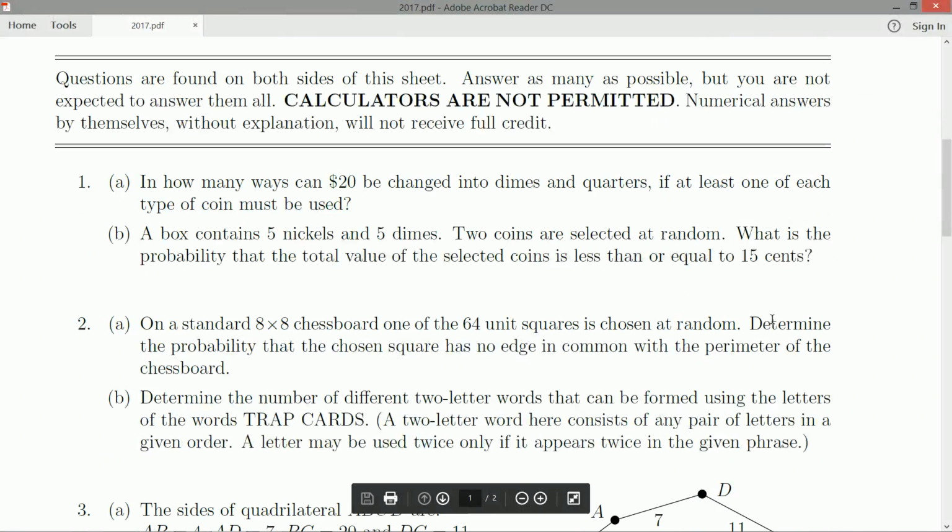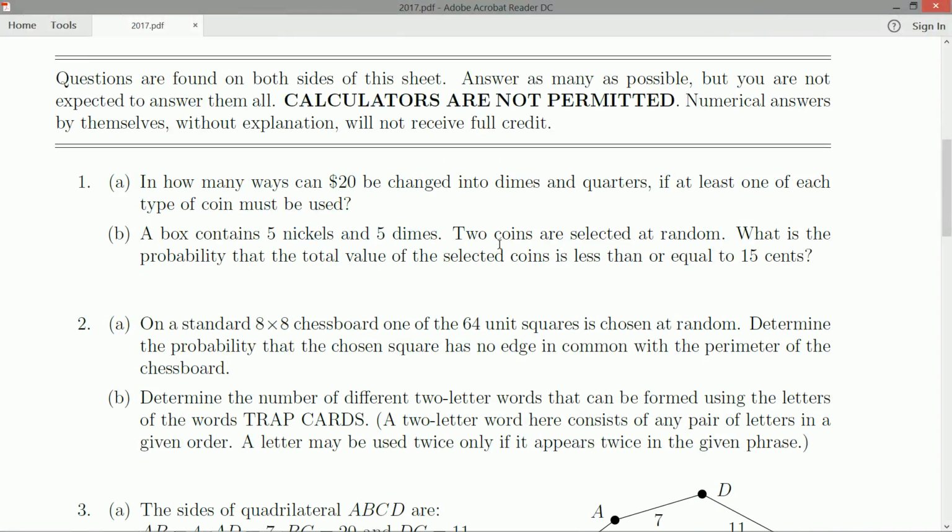Okay. Now, one also had a part B. What does part B say? A box contains 5 nickels and 5 dimes. 2 coins are selected at random. What is the probability that the total value of the selected coins is less than or equal to 15 cents?